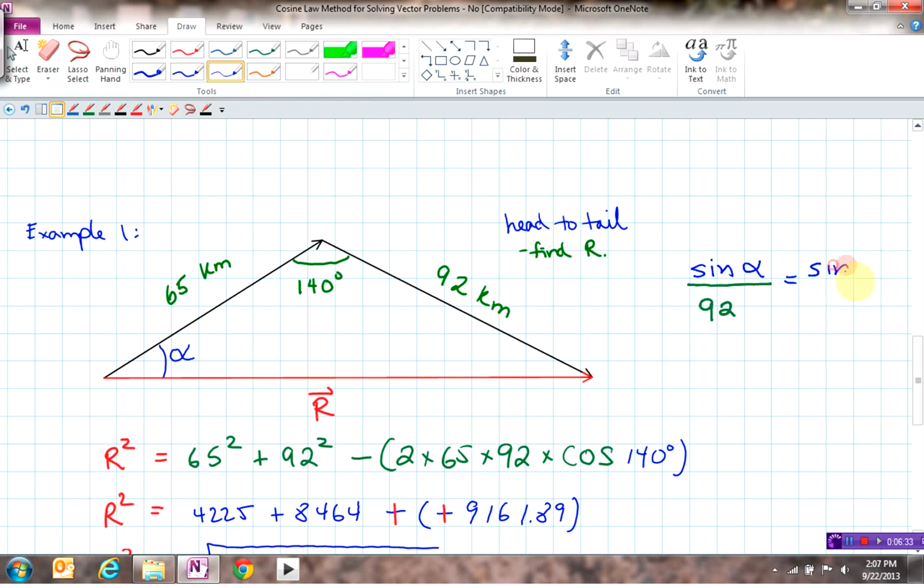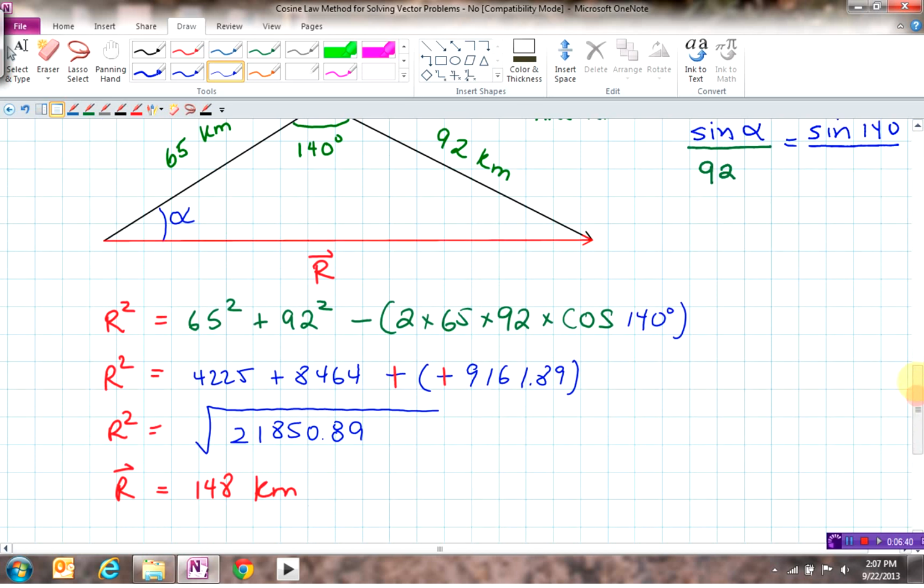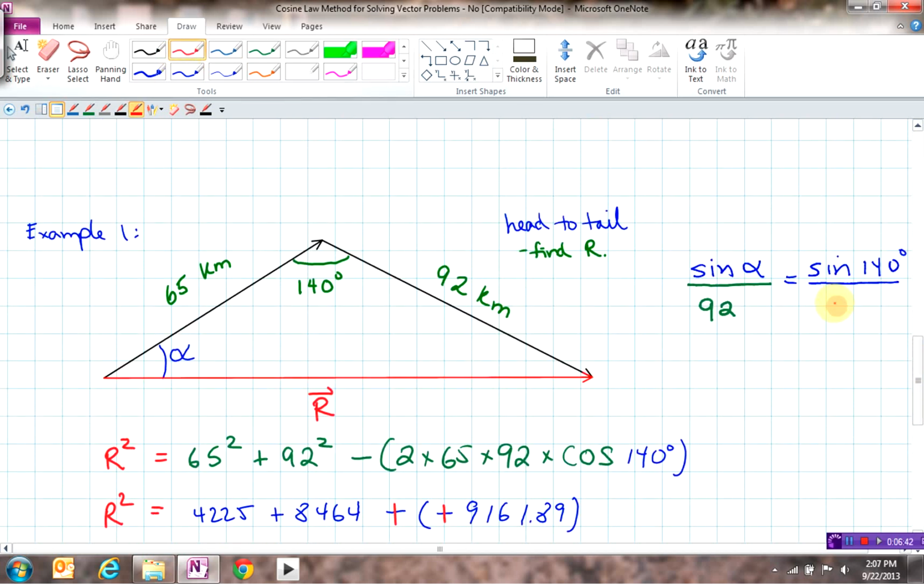Now, the only angle I know is 140, so I have to use that one. I'm going to divide that by r, and since I solved for r, it's 148. I can use that right here. I hope you can see the only unknown here is sine alpha.